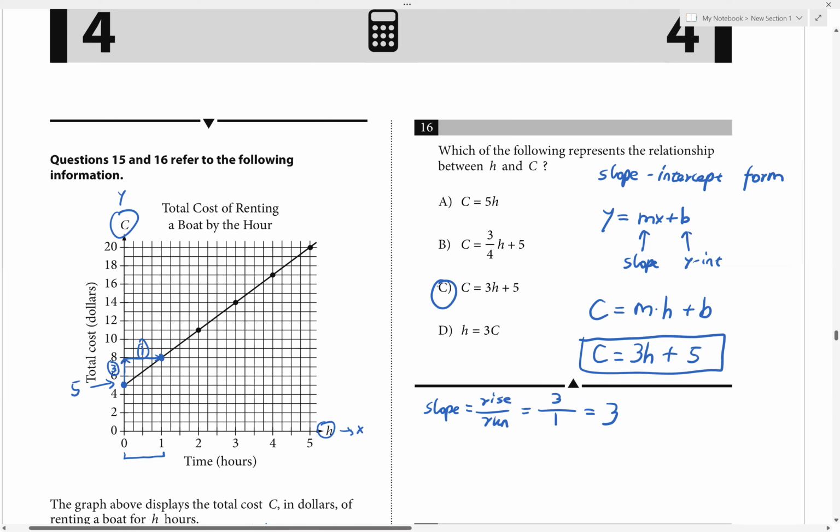All right, so a common mistake here is selecting B, because from the graph it seems like we go up 3 over 4, but it's not really over 4, it's just over 1 unit to the right. So C is actually our answer.